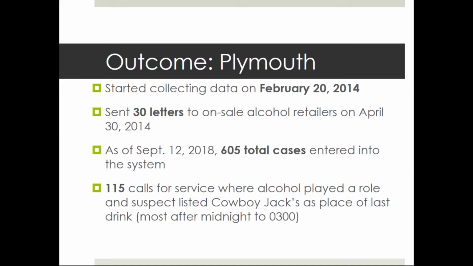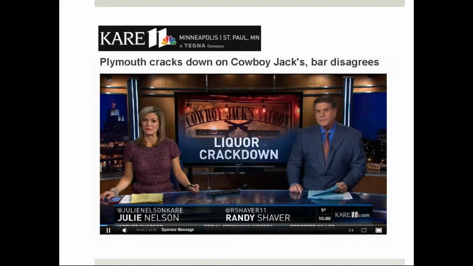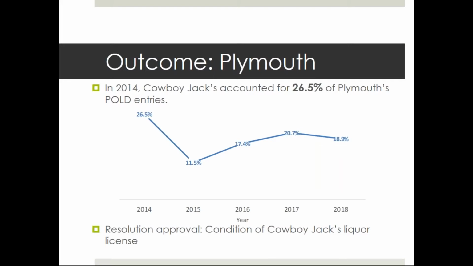20% of alcohol-involved incidents came from one location, known as Cowboy Jack's. So when they had found this out in 2014, they had begun collecting information. And right from the beginning, Cowboy Jack's kind of jumped right to the surface with a significant number of calls for service. So this was really our first major test case for using polled data. You can see back in 2014, Cowboy Jack's was actually 26.5% of entries. So again, way overrepresenting compared to the fact that they had 30 alcohol retailers in the city.